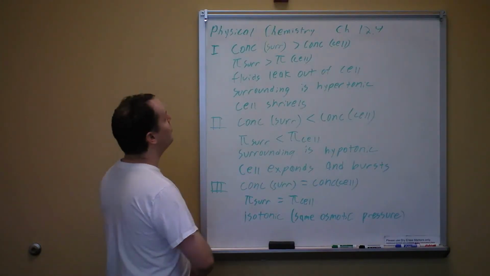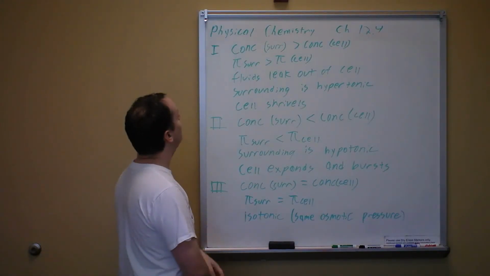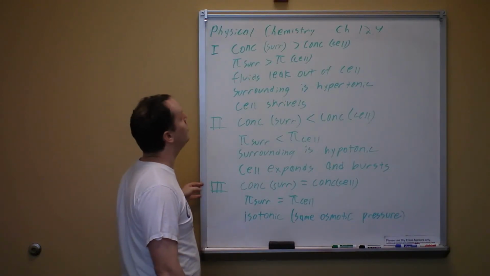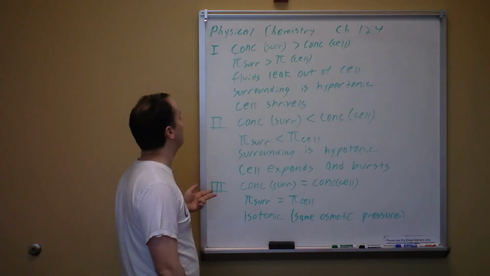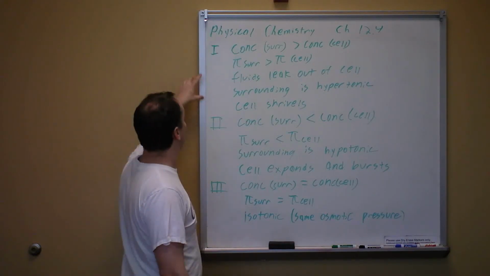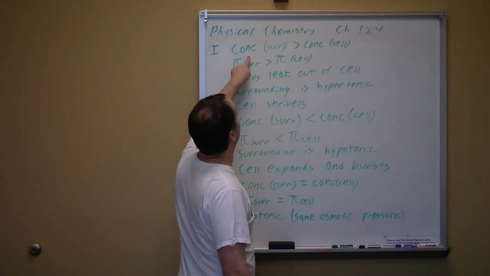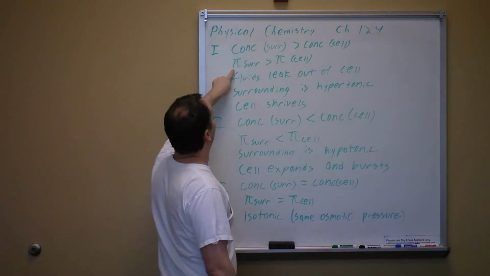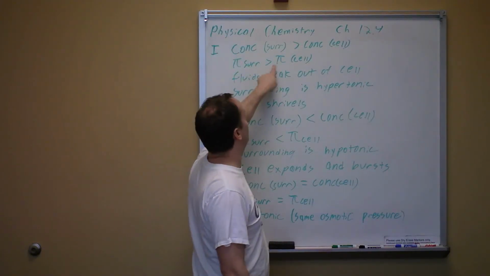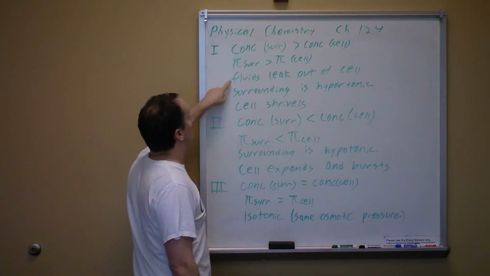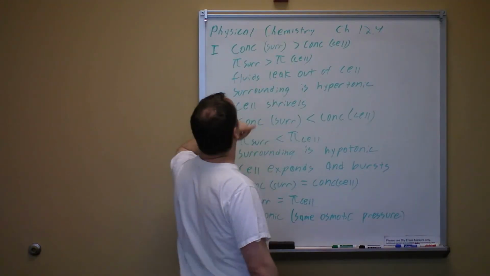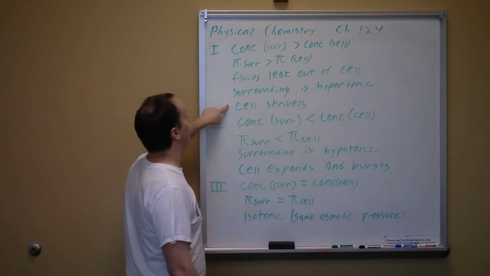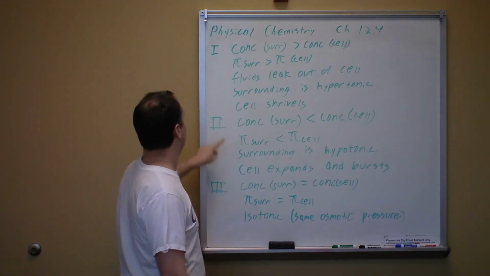Okay, continuing on physical chemistry, chapter 12, we're finishing up section 4 now. We're finishing up talking about osmotic pressure. So we showed that if you have a cell within a surrounding fluid, such as blood, what's going to happen? Well, there are three possibilities. One is that the concentration in the surroundings is greater than the concentration in the cell. Therefore, the osmotic pressure in the surroundings is greater than the osmotic pressure in the cell. So the fluids are going to leak out of the cell. The surroundings are hypertonic, and the cell is going to shrivel up because fluids are leaking out.